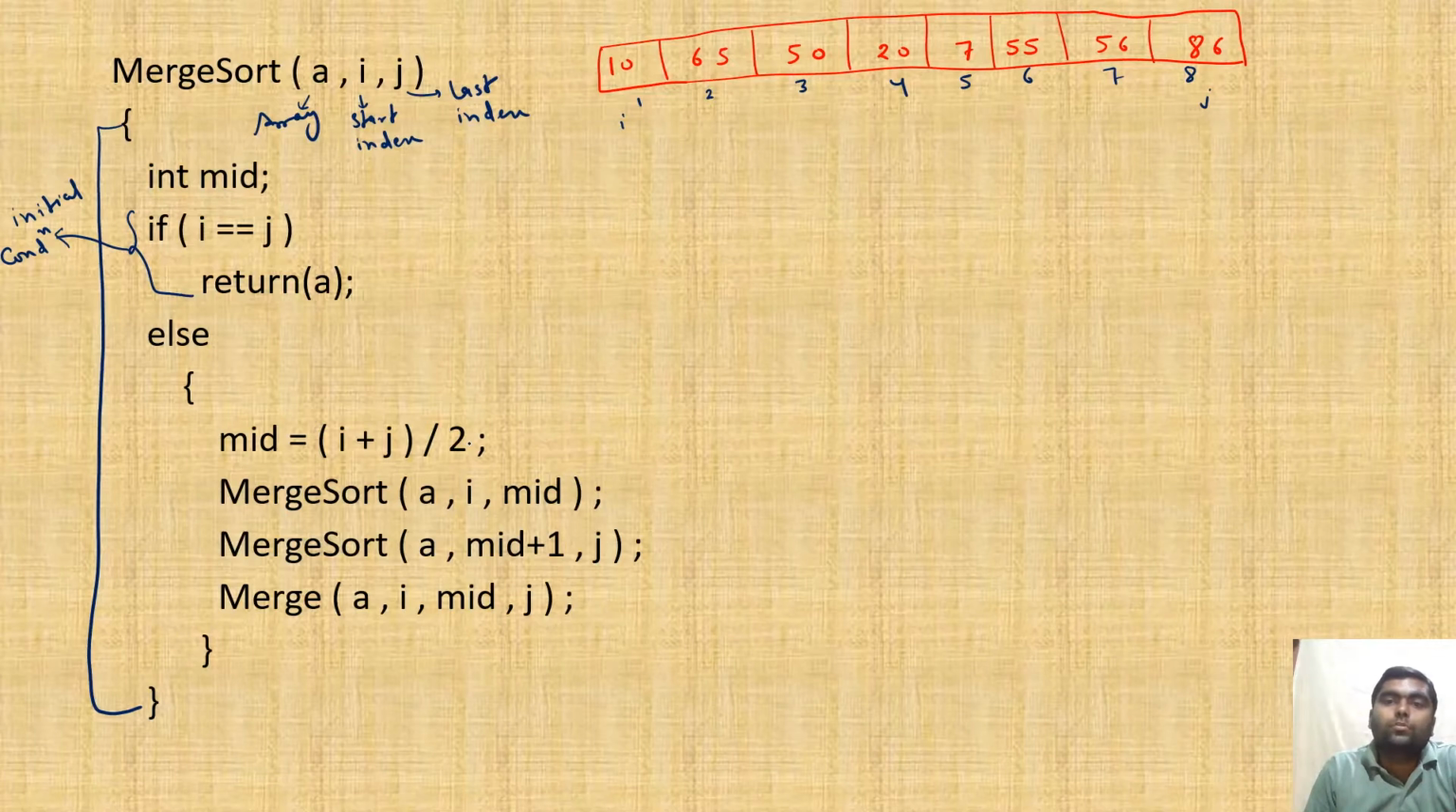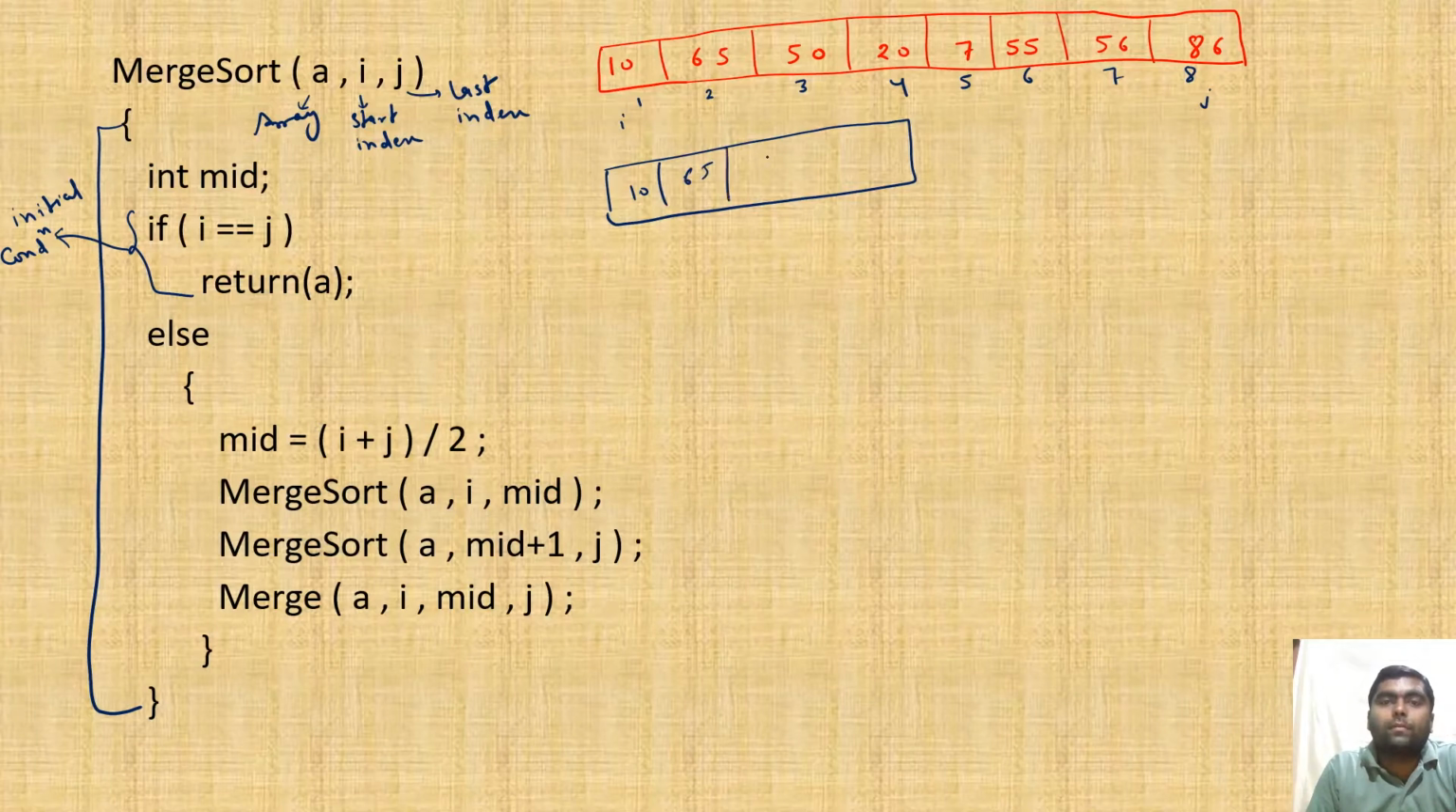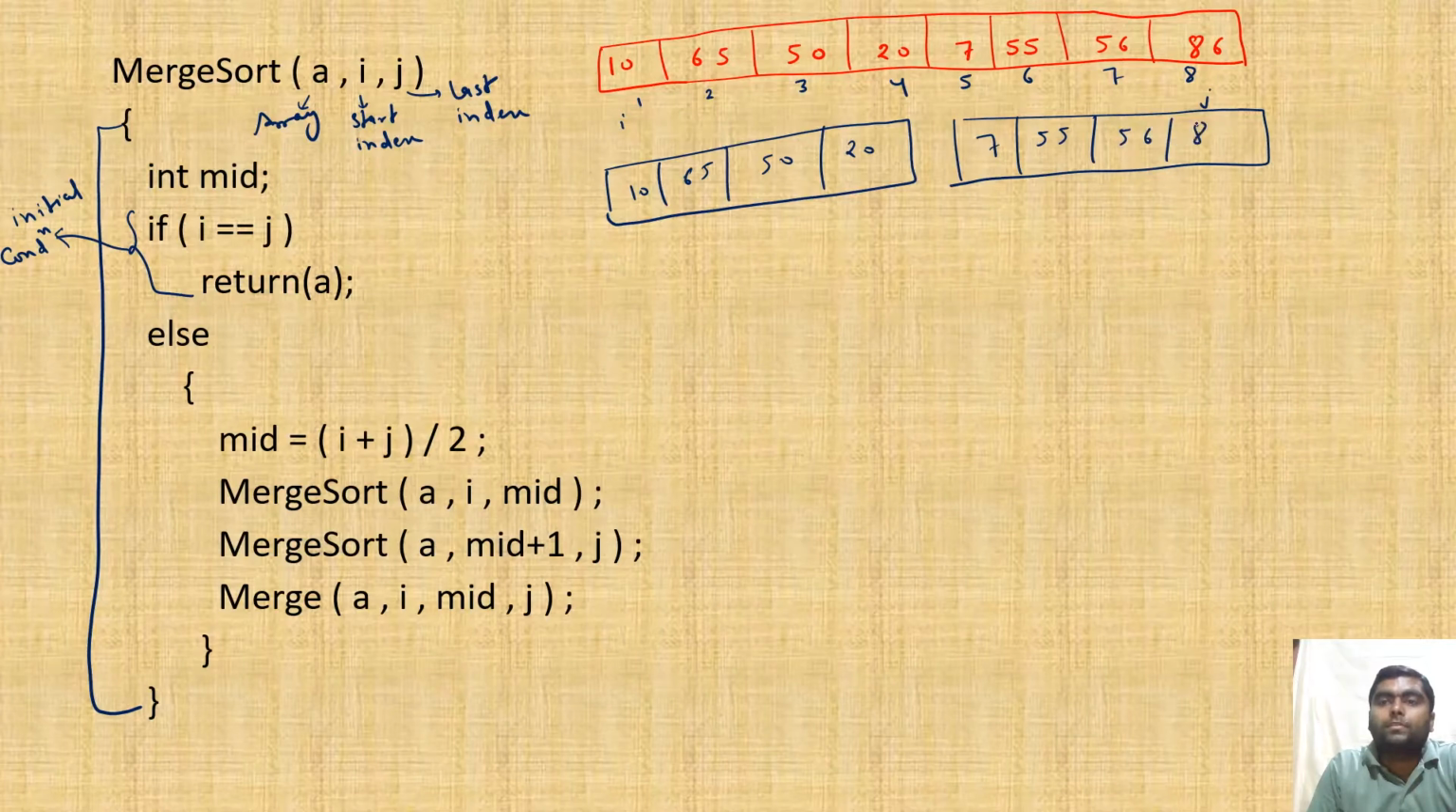4.5. So ultimately 4 only, right, because we are taking the floor function. Floor means the minimum value. So it will divide at 4, so it will finally divide into 2 parts. So the division will be like this. Here are two parts, 10, 65, 50 and 20, and further this part also divides like this. So this is going to be your 7, 55 and 56, 86.